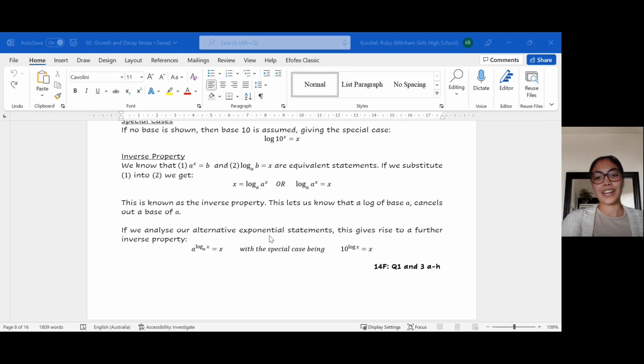And of course, if we're looking at our special case where we assume that if there's nothing next to my log here, then it's base 10. To be able to cancel out this log base 10, I need to raise this with a 10 to the power of log x equal to x to be able to cancel out this 10 and log base 10 here. We're going to now have a look at some examples.